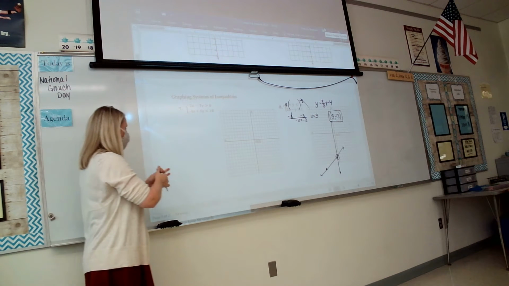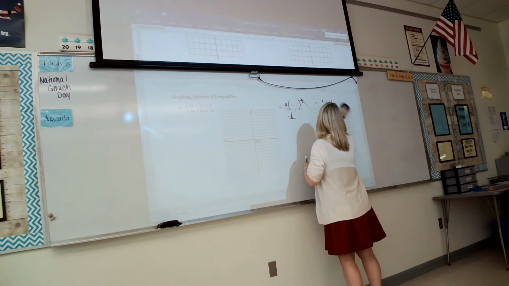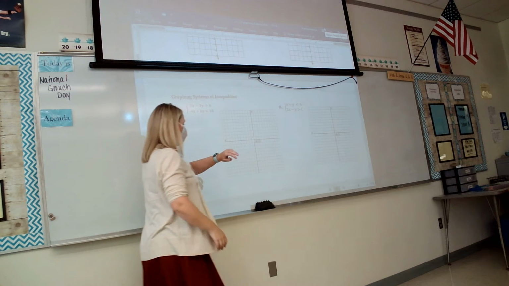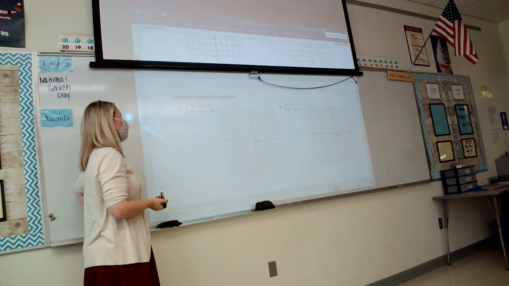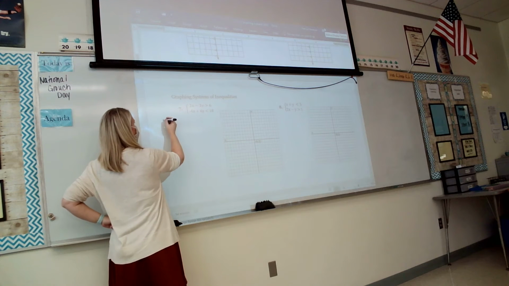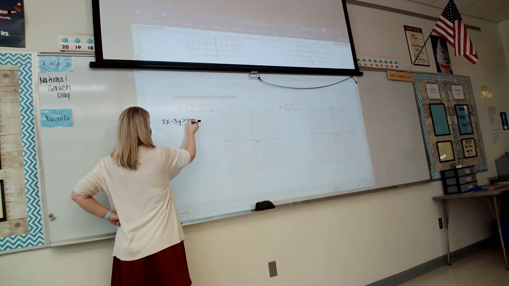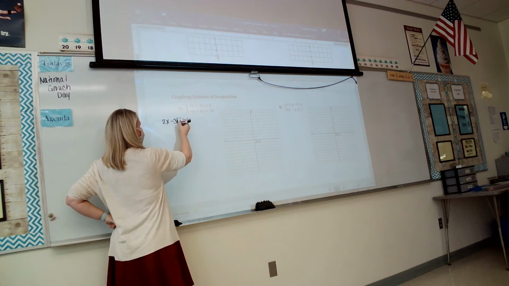So, we are going to graph a system of inequalities. And we do it the same way we just did the equations. We just have to do a little bit of shading. So to do so, I'm going to start with the first inequality. I really like that slope-intercept form, so I rearrange and I get y by itself.